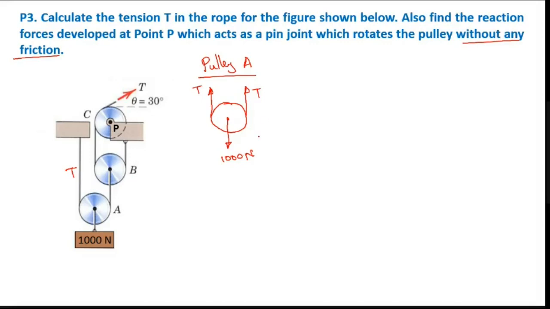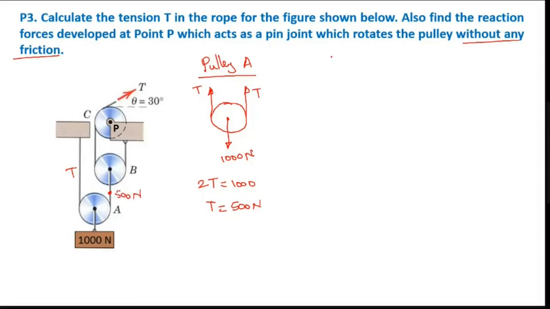This is my first free body diagram. From this, I can identify my T value. We know that sigma Fy is equal to 0. 2T is equal to 1000, which means T is equal to 500 Newton. So this force is 500 Newton.